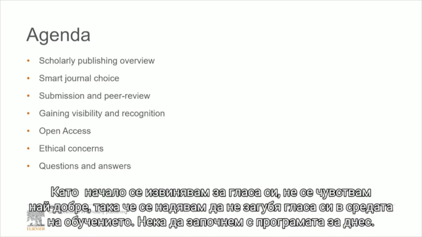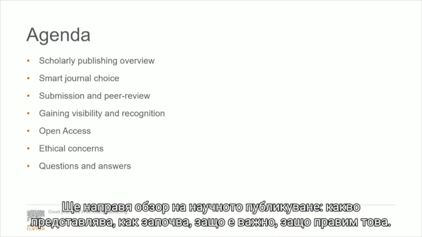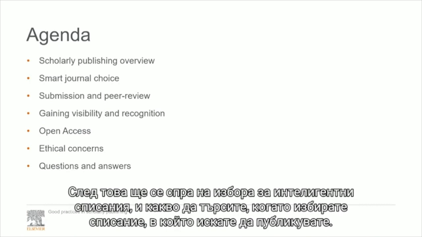All right, so the agenda for today, let's begin. The overall agenda is I will give you an overview of scholarly publishing, what it is, how it started, why is this significant, why do we do this. Then I'll go over the smart journal choice, so what to look for when you are choosing a journal in which you want to publish.